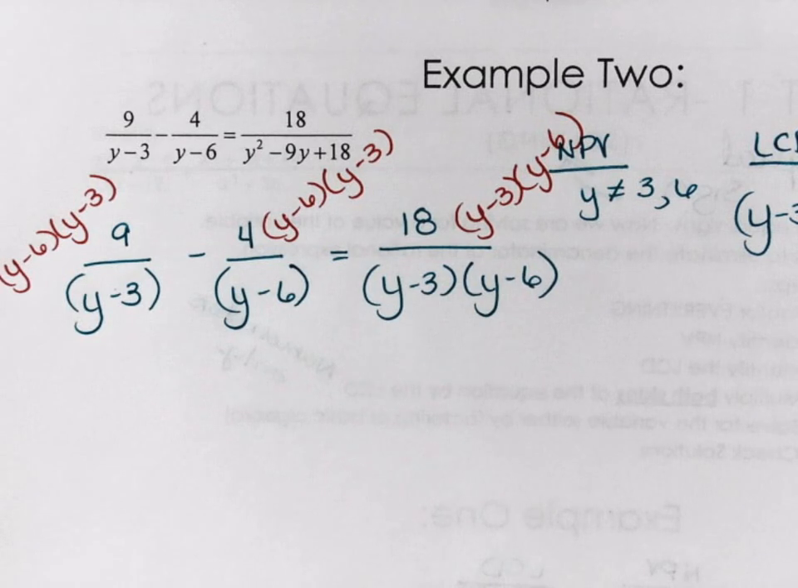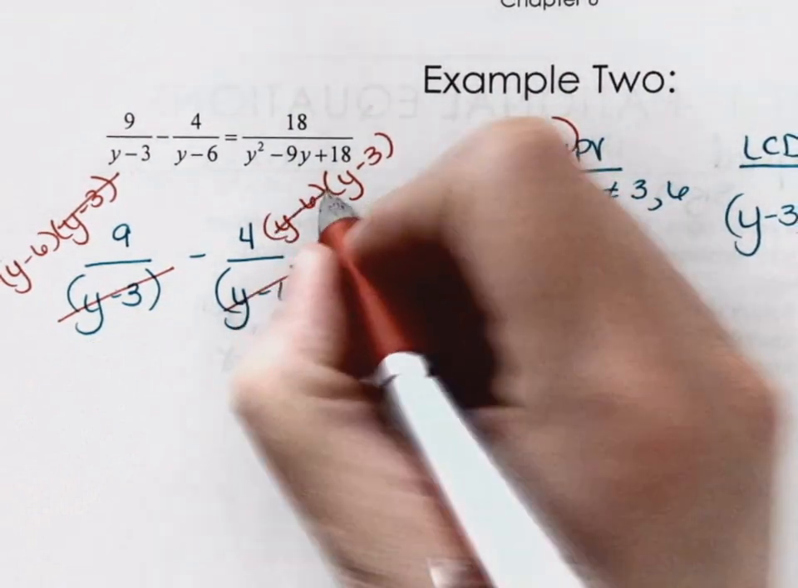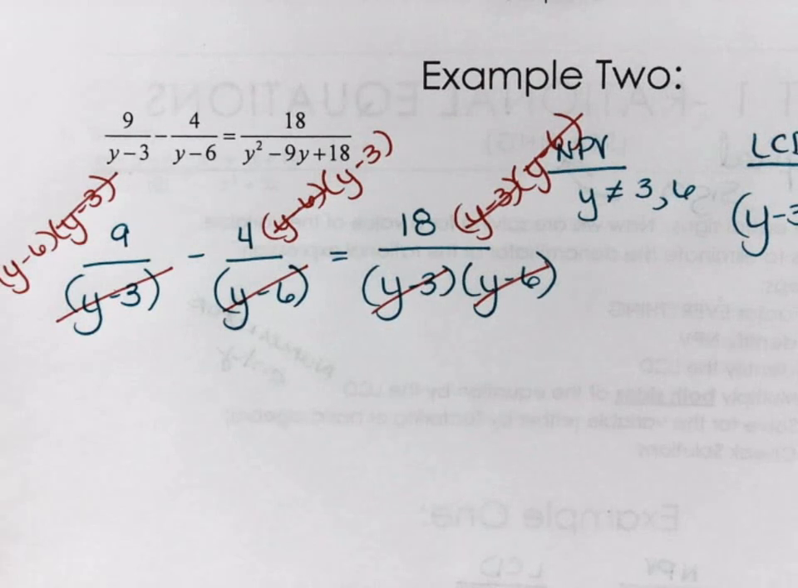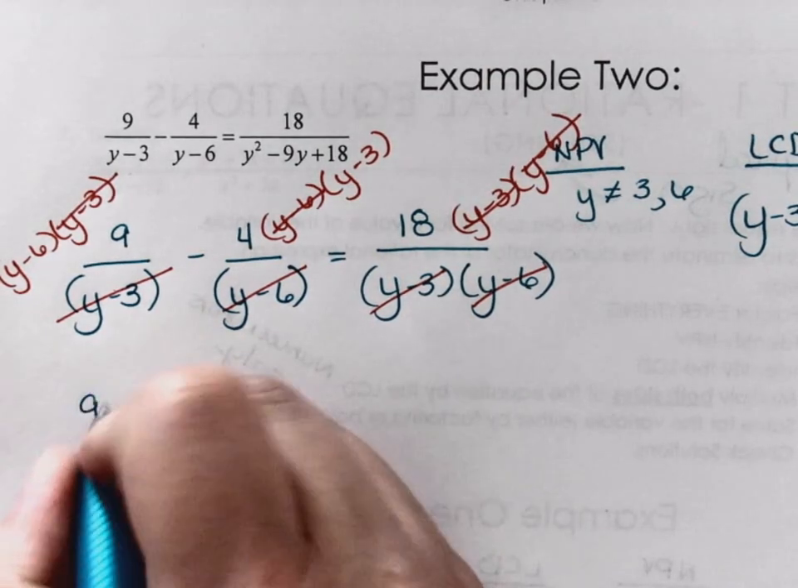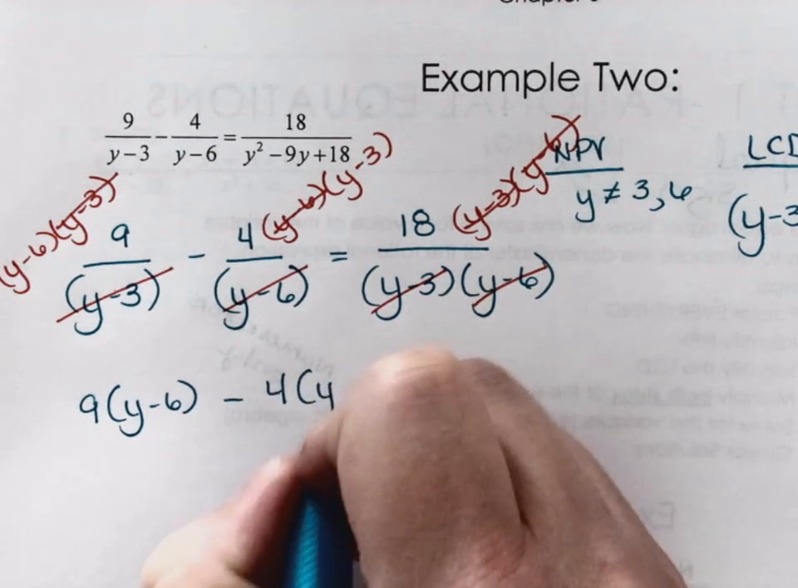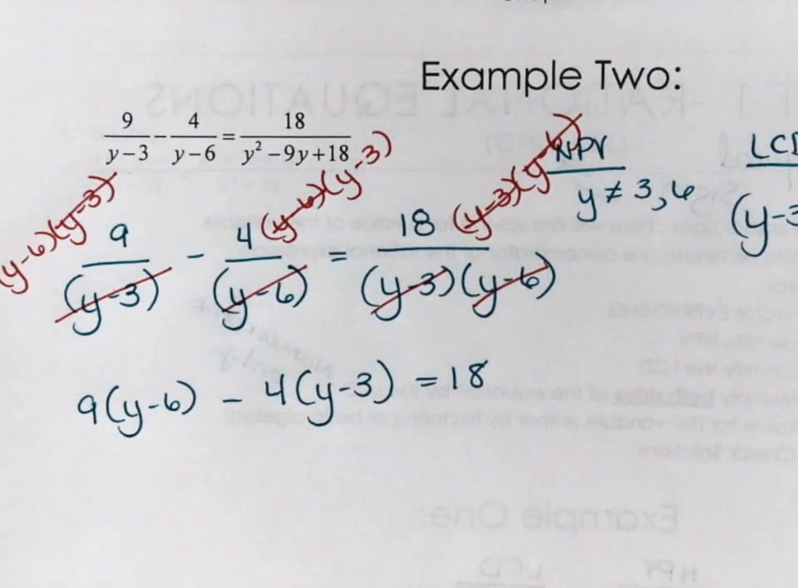Okay. Now we're going to cancel stuff out. So that's gone with that. That's gone with that. And all of those are gone. Oh, that's so nice when all of that goes. So I have 9 times y minus 6, subtract 4 times y minus 3 equals 18. I no longer have any denominators. That's the goal of that step. If you have a denominator left over, then something's gone wrong.